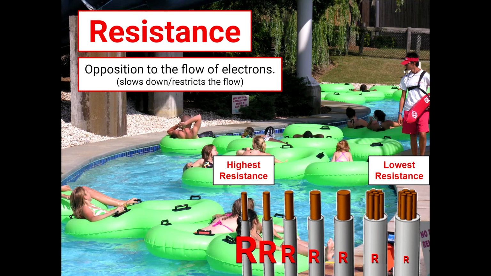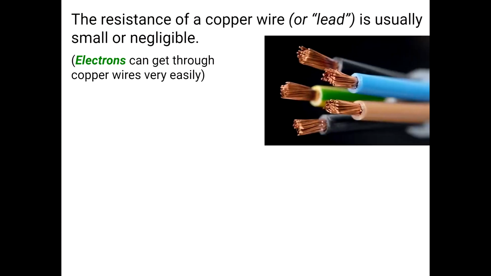Okay, now that we know what the concept of resistance is, let's think about where you'll have to think about this concept as you construct and analyze electric circuits. The first thing you should know about resistance is that it's not going to be everywhere in high amounts. The resistance of a copper wire, and wires in our class will sometimes be called leads as well. You can think of how wires lead the electron from one place to another. The resistance of a copper wire or lead is usually small or negligible, meaning it's so little that you can ignore it. This means that electrons can get through copper wires very easily. That's because copper is an excellent conductor of electricity. You'll also notice that on the outside of a wire, we have an insulator of electricity, such as rubber or plastic.